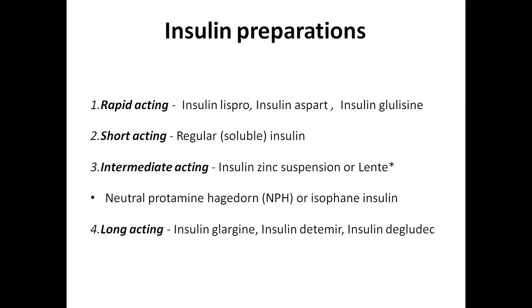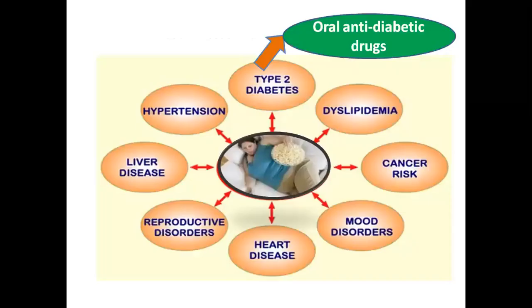In the intermediate acting group, we have insulin zinc suspensions or lente, and neutral protamine hagedorn, NPH insulin, as well as what we use in clinical practice, the insulin mixture 30/70. It is also one of the intermediate acting insulins. Many pre-mixed insulins are available, and they also act intermediately. Coming to the long-acting group, we have insulin glargine, insulin detemir, and insulin degludec.